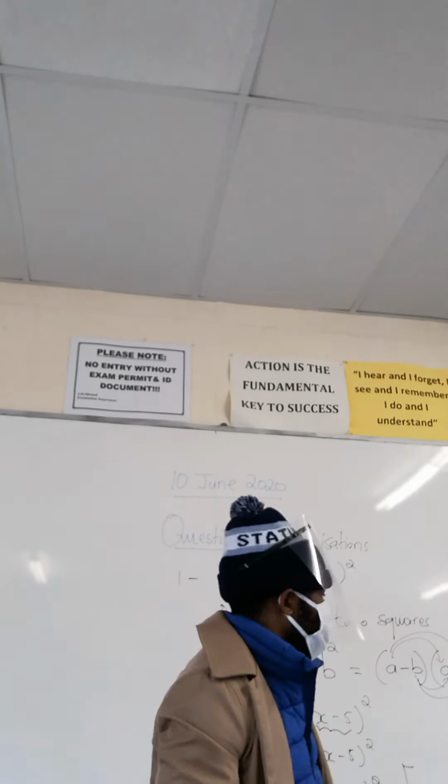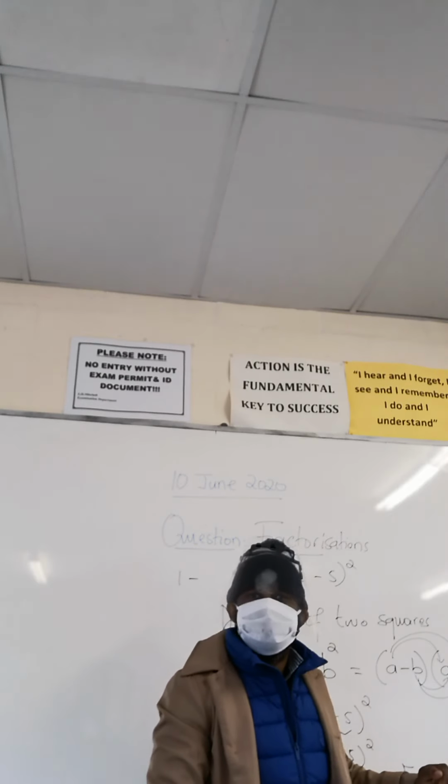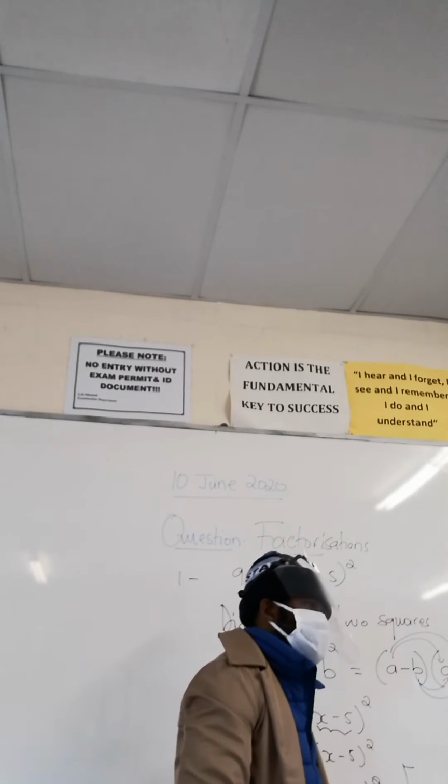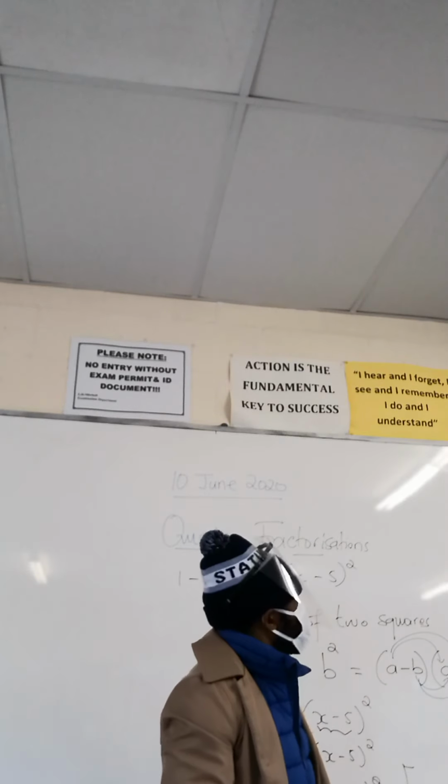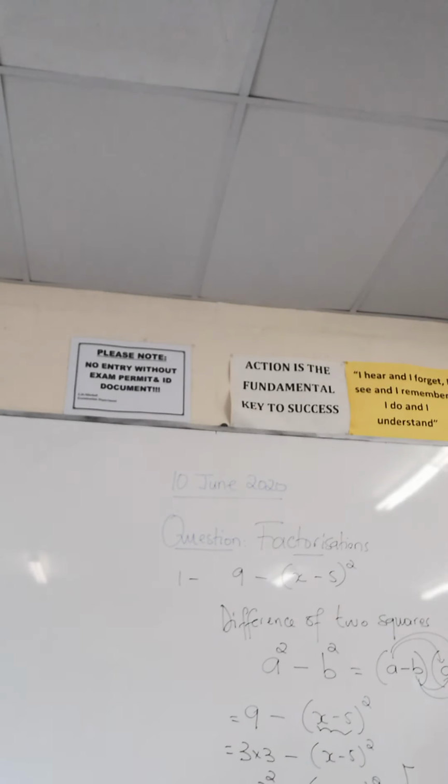Fully factorize means what? If you can add, you add. If you can subtract, you can also subtract. Now we will have 3 minus times x will give you minus x. Minus times minus 5 will give you plus 5. Now we will have 3 plus x minus 5. Now there we can write it in a small bracket. 3 plus 5 will give me 8. And then we'll have 8 minus x, and 3 plus x minus 5.